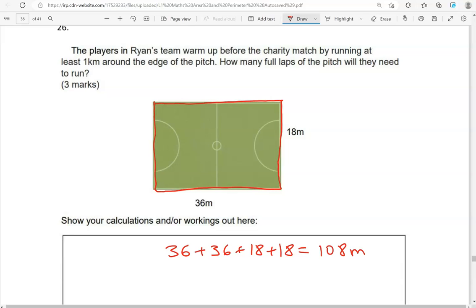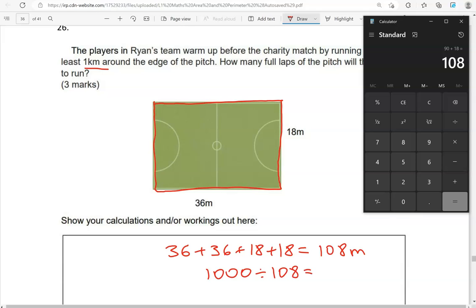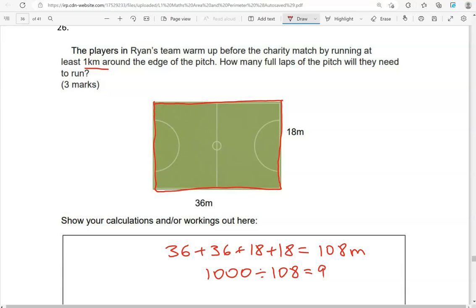They will need to run at least 1 kilometer, so that is 1000 meters. If I divide that by 108, it should give me how many laps are needed. So that is 9.26 laps.